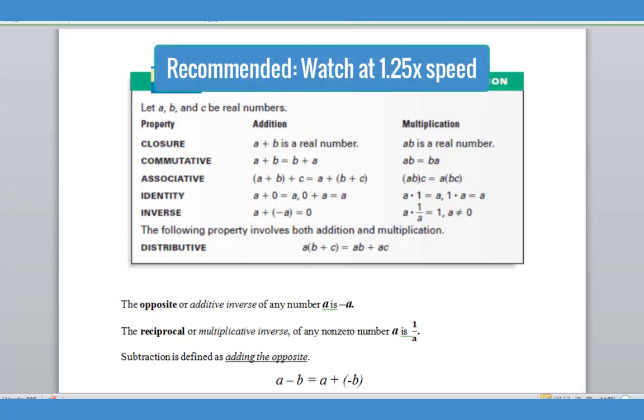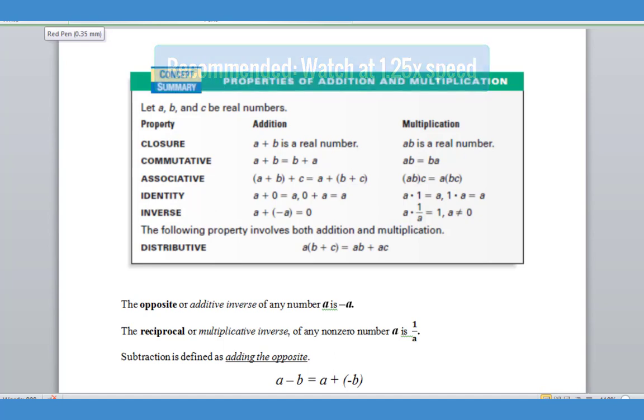For our third video on lesson number 1, we're going to now talk about the real number properties. So we've discussed the subsets of the real numbers. We've shown how we can order them on a number line and where they're placed. And now we need to discuss various properties.